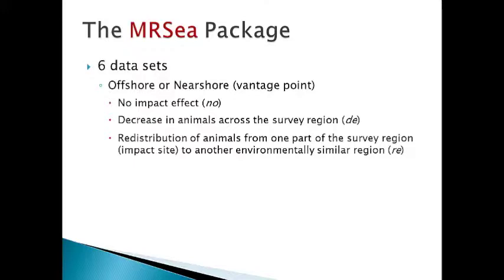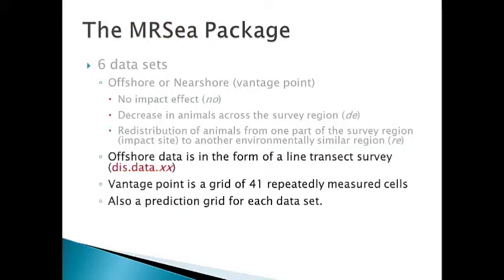The offshore data is in the form of line transect surveys, and if you're looking for it in the package, it's dis.data, either NO or DE or RE, depending on which scenario you want. And the vantage point is a grid of 41 repeatedly measured cells. Now, both of these are simulated based on real data sets. So they're data sets that we've previously analyzed, and we've simulated off those to generate new data. And there's also a prediction grid for each data set, so you can make nice, pretty maps.